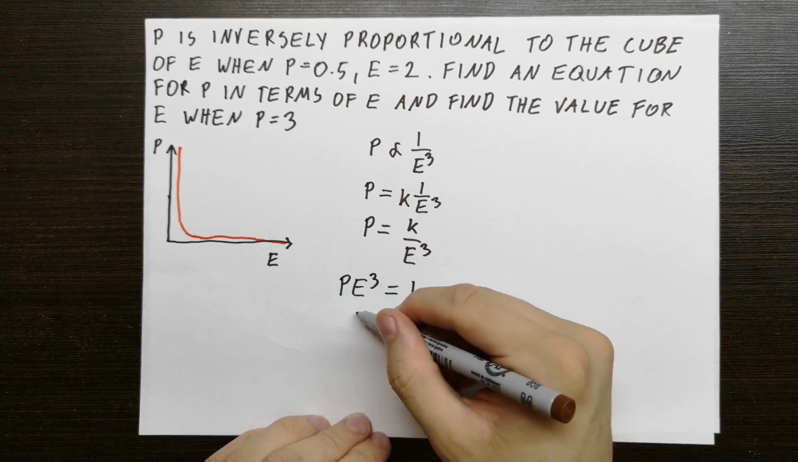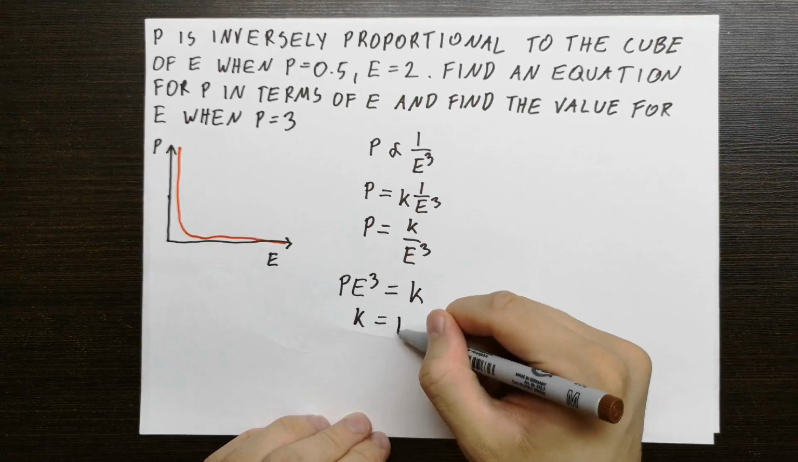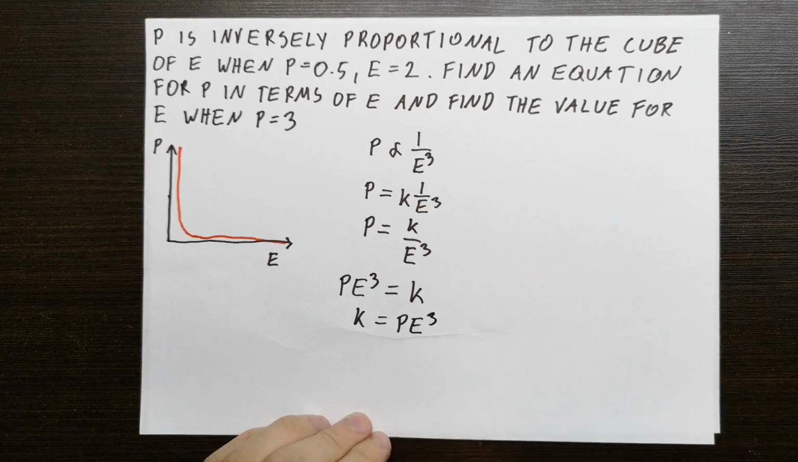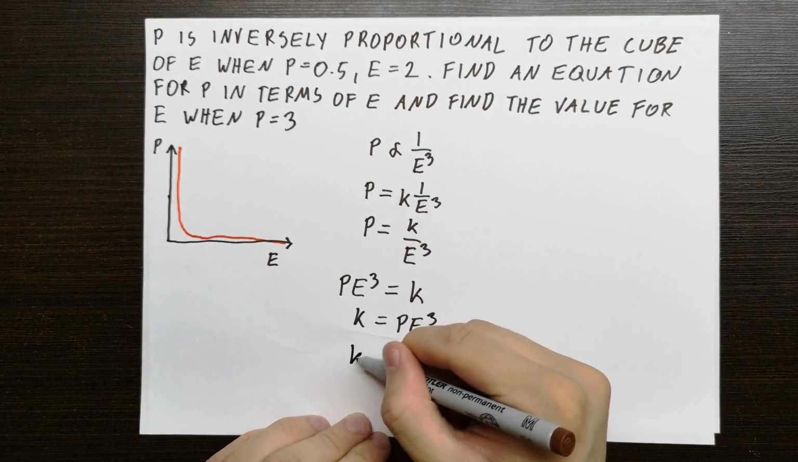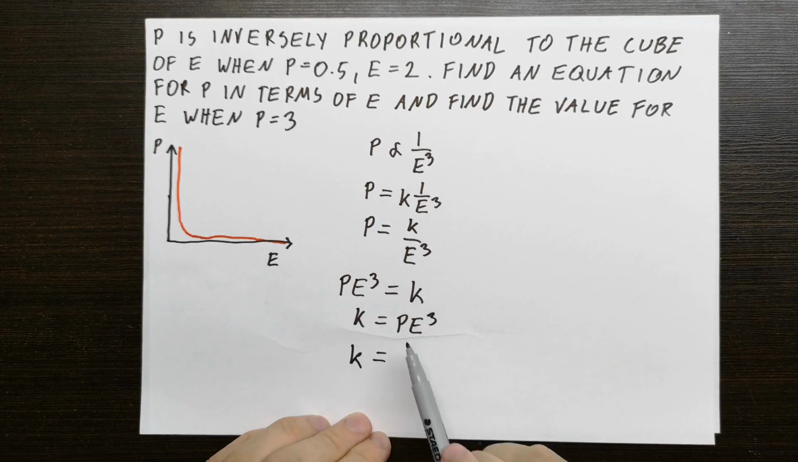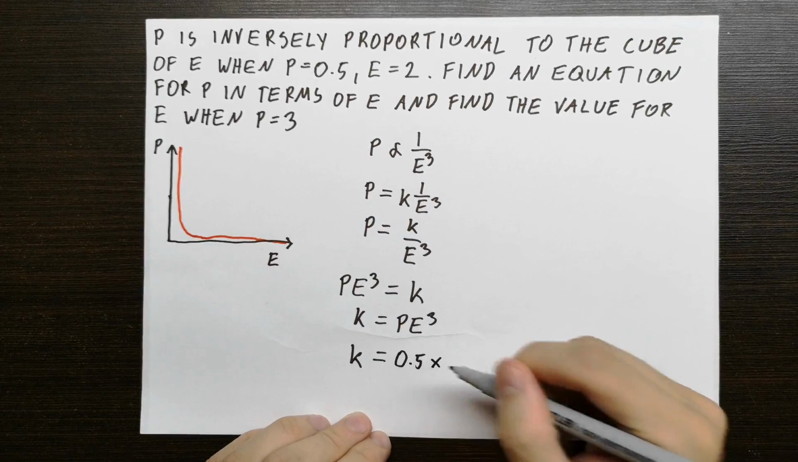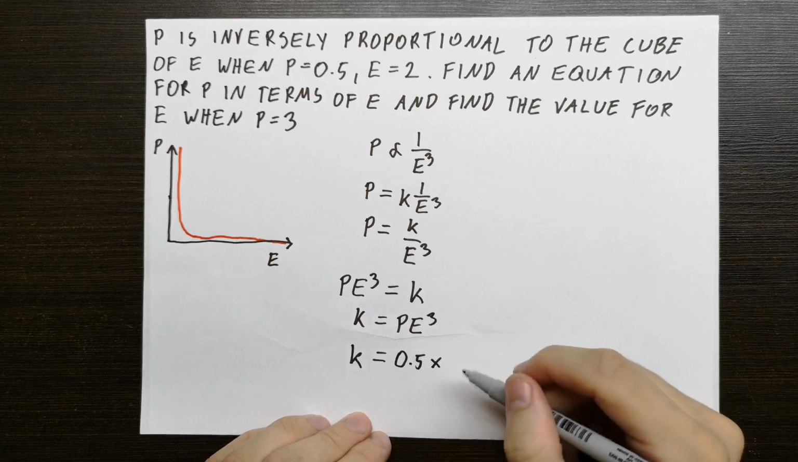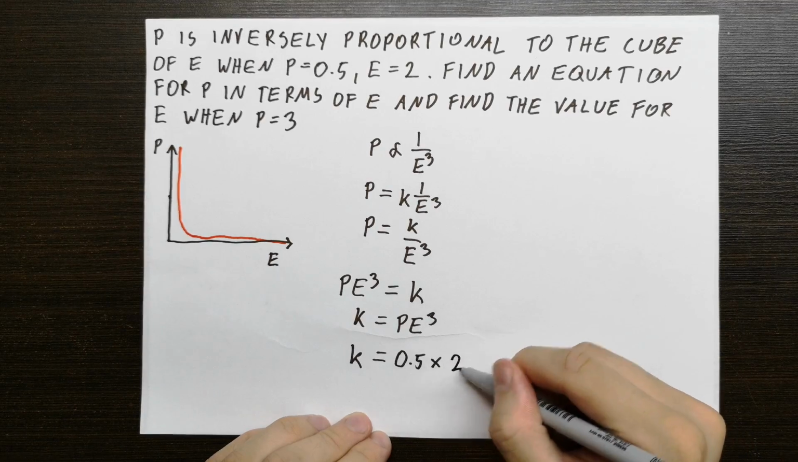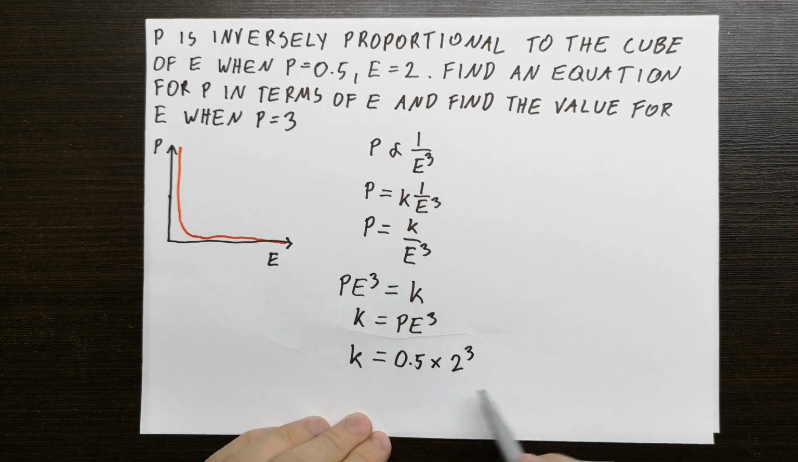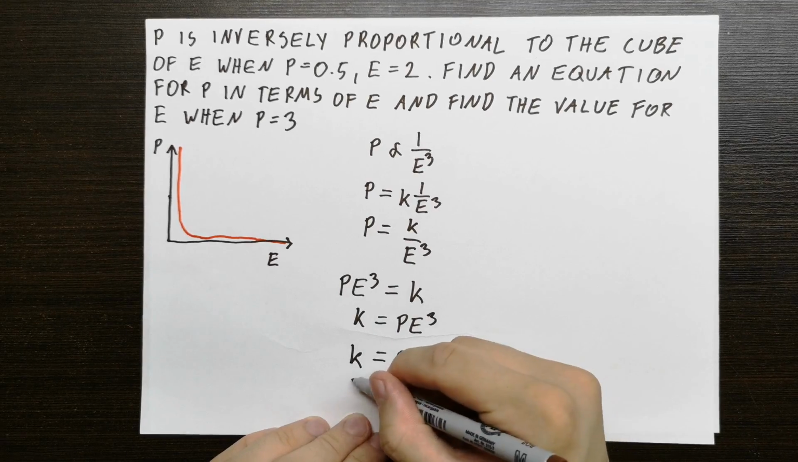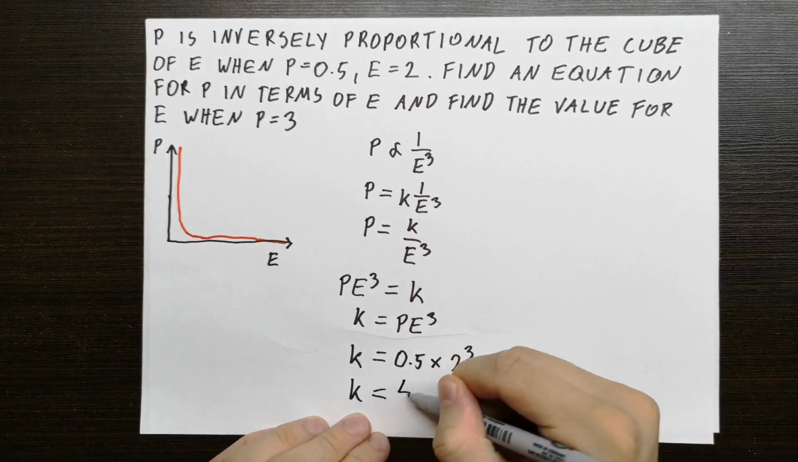Now I'm just going to flip this around for clarity. K is equal to P E cubed. Now all we have to do is plug in those values. So K is equal to, how many P's? 0.5, times 2 cubed. 2 cubed gives us 8. So 0.5 times 8 is 4. So K is simply equal to the number 4.